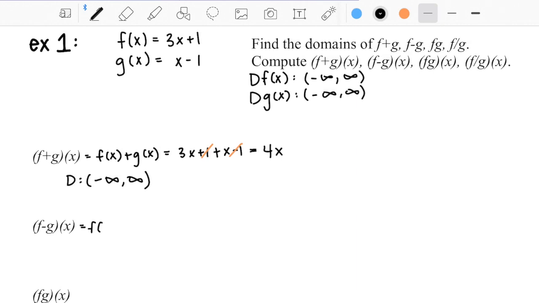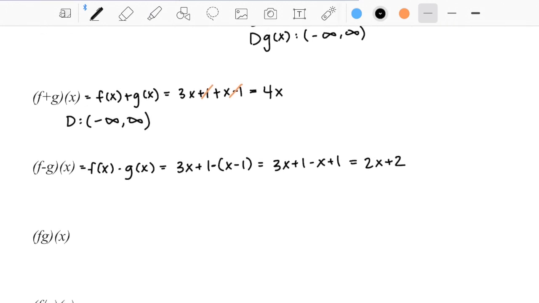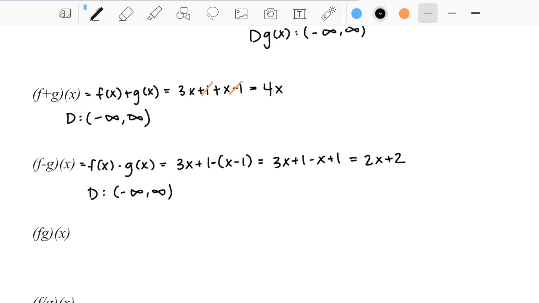We'll do the same thing with f minus g of x. That's f of x minus g of x, and we have 3x plus 1. I'm going to subtract the whole quantity g of x, which is the quantity x minus 1. I have to do a little bit of distributing with that negative, but I just know how to finish out that simplification. I end up with 2x plus 2 as my new function. The domain is the same thing, where the domain of f of x and g of x overlap, which we know is negative infinity to positive infinity.